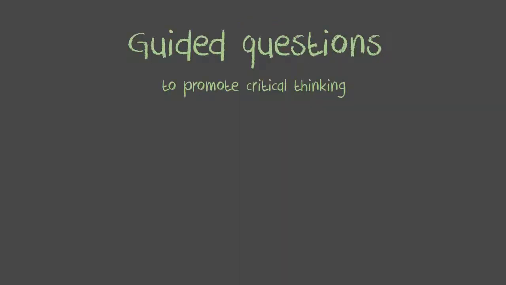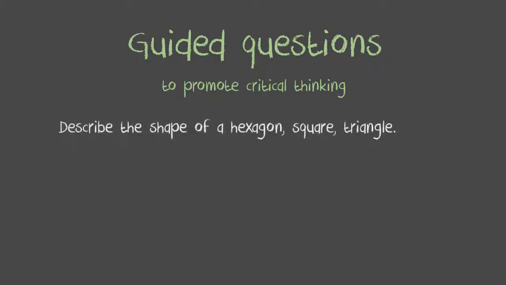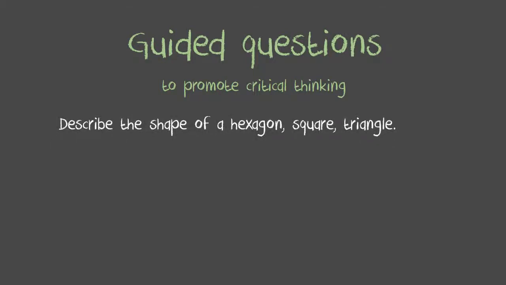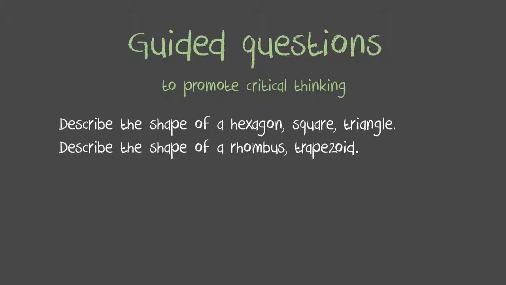Some guided questions to promote critical thinking would be: describe the shape of a hexagon, square, or triangle. What do those shapes have? What makes each one of those shapes? And describe the shapes of the rhombus and trapezoid. And talk about similarities between the sides.